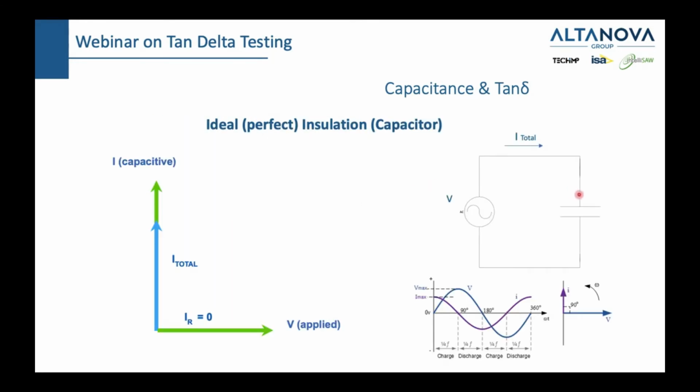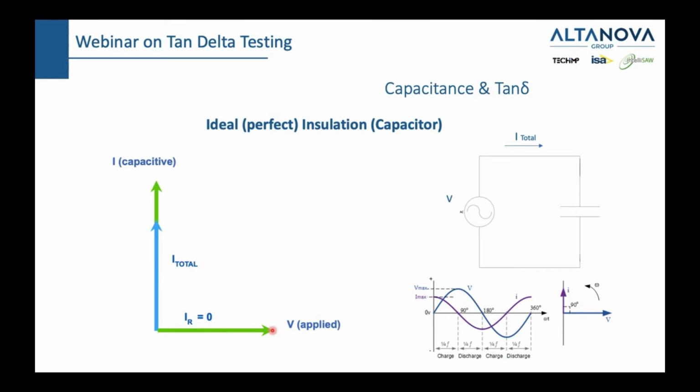In an ideal insulator, in an ideal capacitor, we have 90 degrees shift between current and voltage. So this is the voltage which we apply, and this is the current which is caused by that voltage. By the way, tan delta test is an offline test. I didn't mention it before, but you cannot do a tan delta test while the asset is being used.